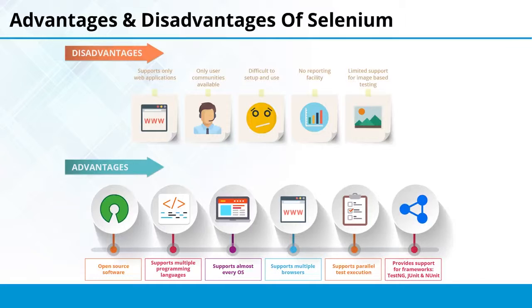No reporting facility. I consider this a disadvantage because in WebDriver, which is basically used by all the companies, we don't have any reporting facility. You either need to include reporting in your framework by automating it, or you'll have to use third-party tools like TestNG. You'll integrate TestNG along with Selenium WebDriver to get the reports in HTML format probably.